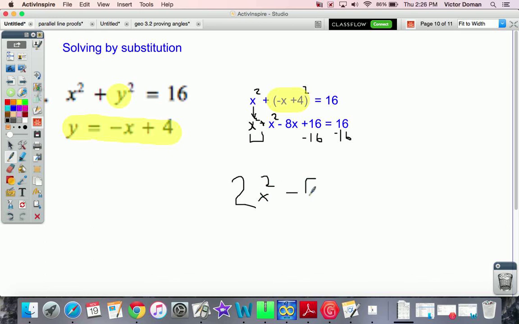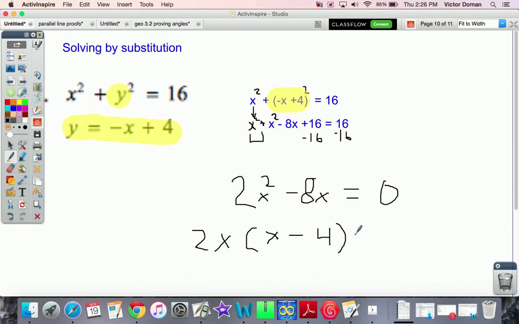minus 8x equaling 0. Go ahead and find your solutions. I'm going to divide by 2 and then factor out an x. We get x times x minus 4.